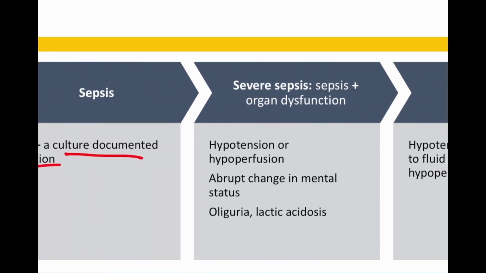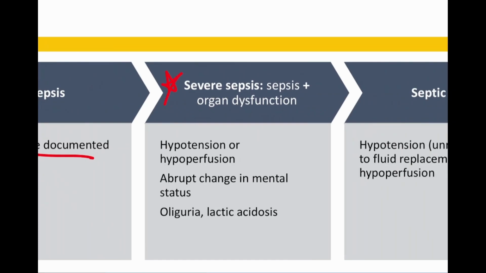The next phase of sepsis is severe sepsis. And now we start getting some end organ damage. Hypotension or hypoperfusion. We're not perfusing our organs anymore. Changes in mental status. Okay, they start getting confused. They don't know where they are. This is a sign of severe sepsis. Now we're starting to get some physiological changes in the body. And the last one is oliguria.